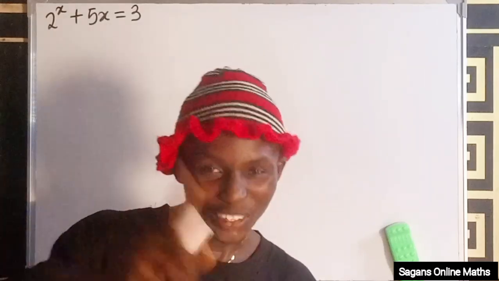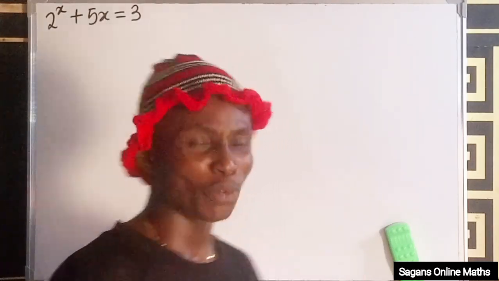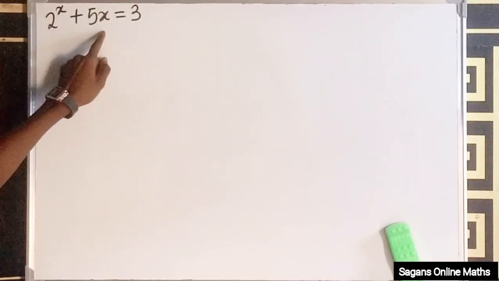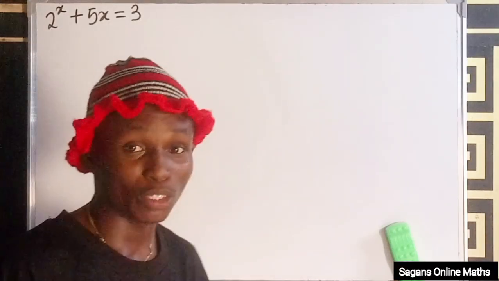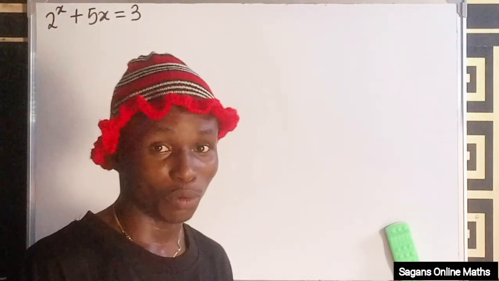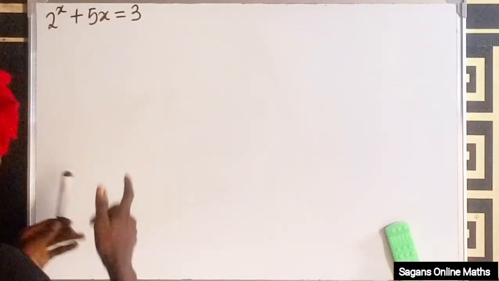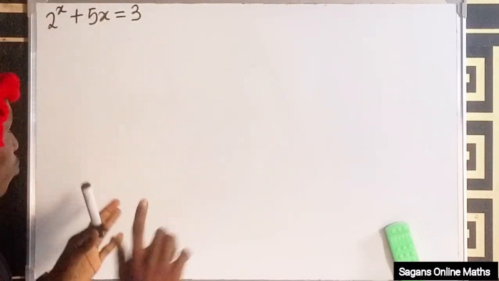Only 1% got this correctly. Let's look at this question. Now look at what you are given. You know that 2 raised to the power of x plus 5x equals 3, and we are asked to determine the value of x in this equation. Very simple question. Our first step is to subtract 5x from both sides.